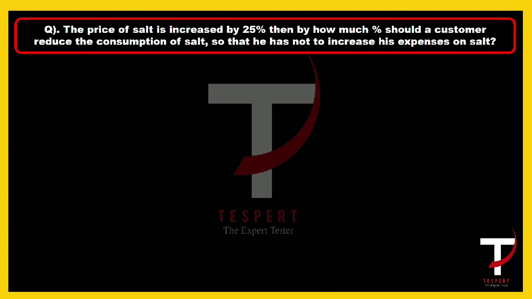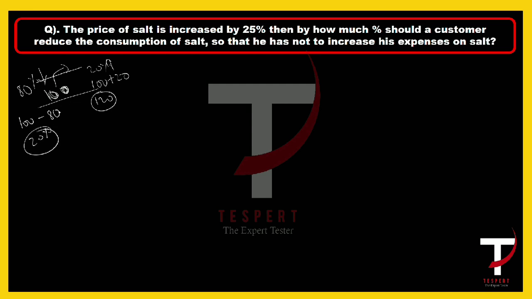The price of salt is increased by 25%, then by what percent should a customer reduce the consumption of salt so that he has not to increase his expenses on salt? So I told you, in percentages, as far as possible, consider 100 to be the base value. Any percent, increase or decrease, your base value must be 100. If it's a 20% increase, then you calculate 100 plus 20, which is equal to 120. If it is a decrease, suppose it's an 80% decrease, then you subtract 100 minus 80, which is equal to 20%.